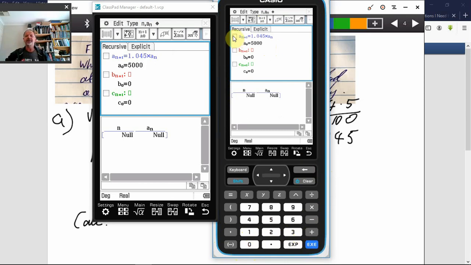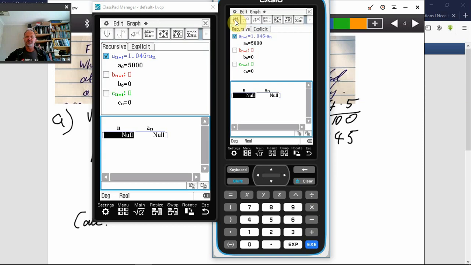Don't forget to check the box, and then EXE. Oh, I didn't need the EXE, sorry. Check the box or press the EXE. Now we need to go and fill the table, press the table, there we go.